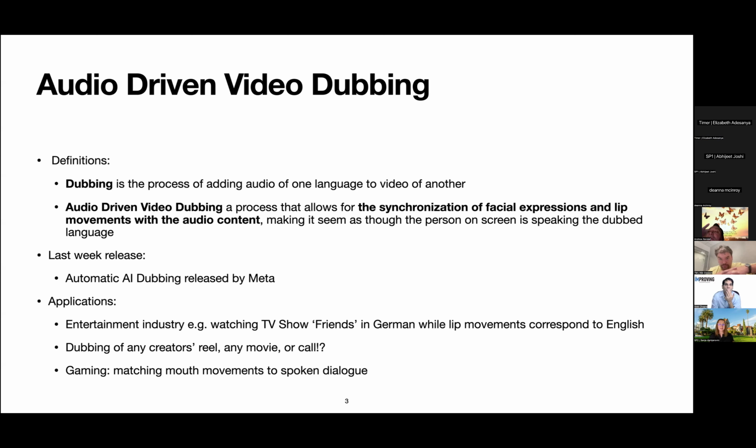You can imagine that audio-driven video dubbing could also be used for any creator's reel and movie, or even a video call, or in gaming, where the characters and avatars could produce matching mouth movements to a spoken dialogue.